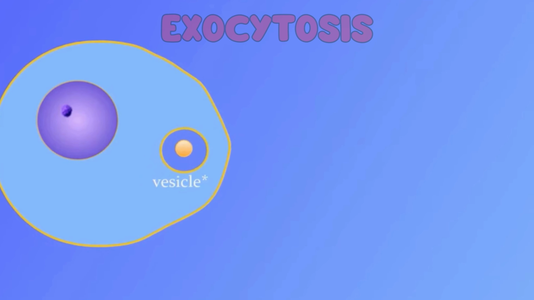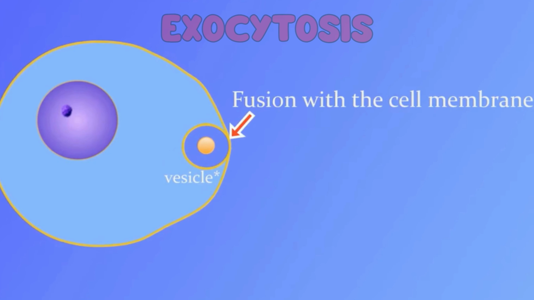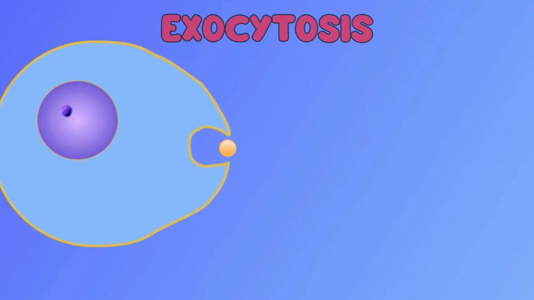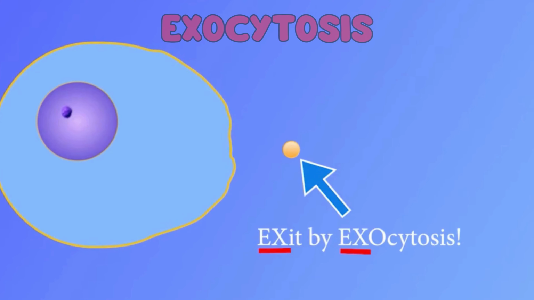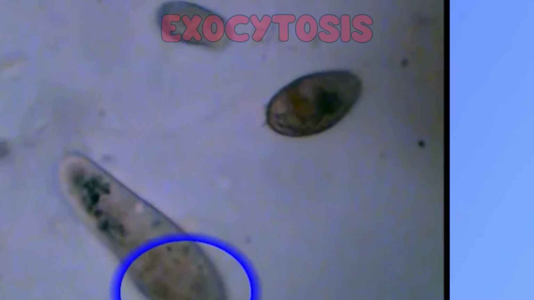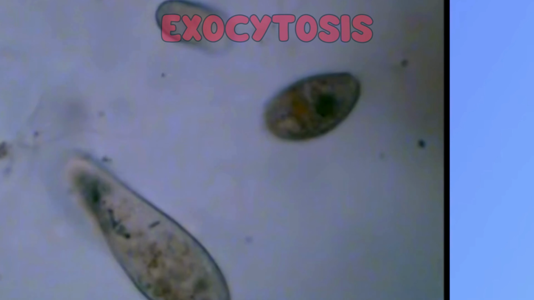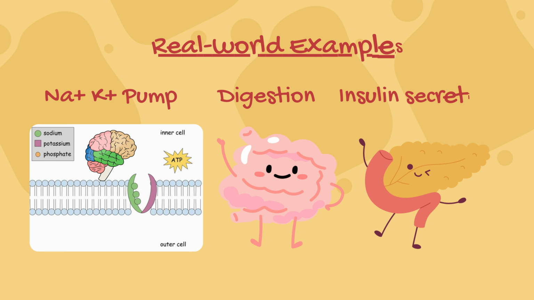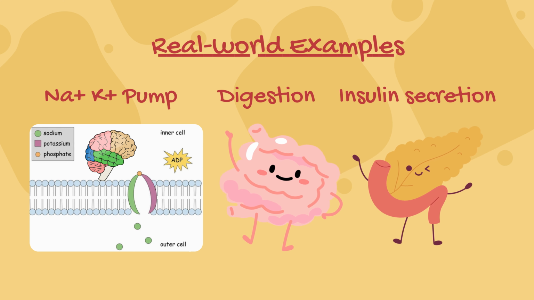Exocytosis is the opposite. It's how cells expel large molecules or waste products. The term exo relates to exit. A vesicle fuses with the cell membrane, releasing its contents outside the cell. Think of endocytosis as the cell's way of ordering takeout and exocytosis as the cell's way of taking out the trash. So where does active transport happen in real life?